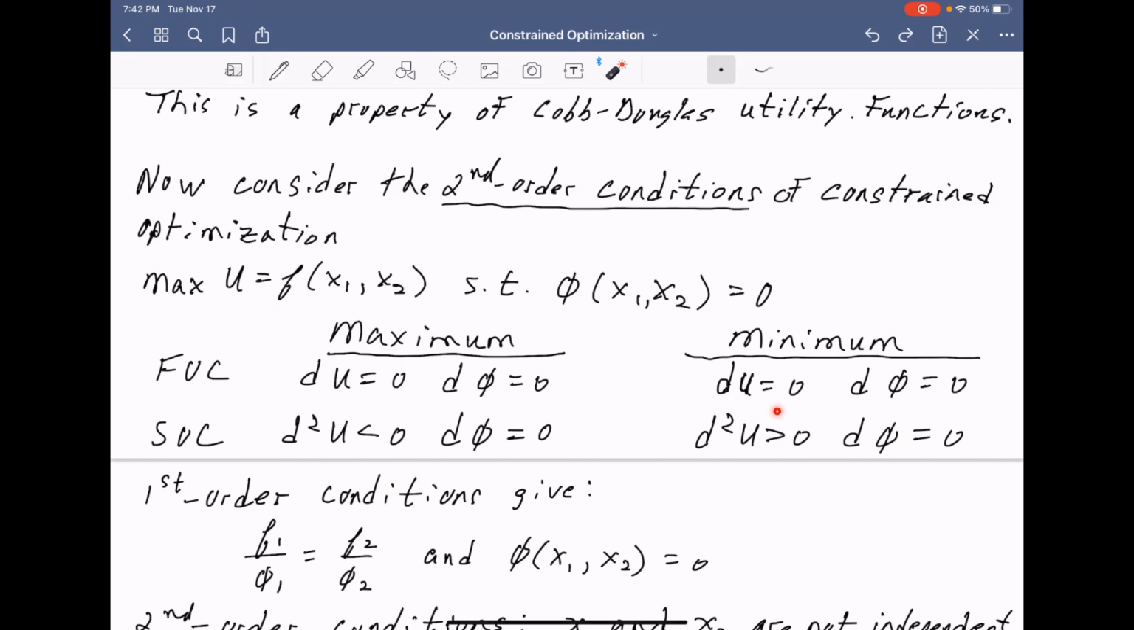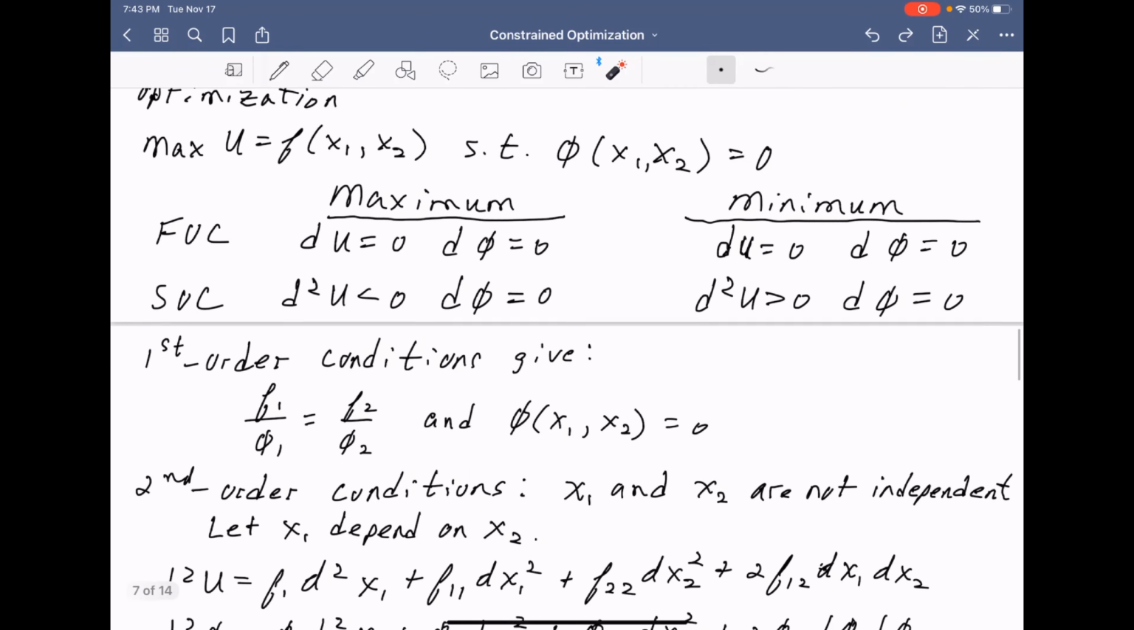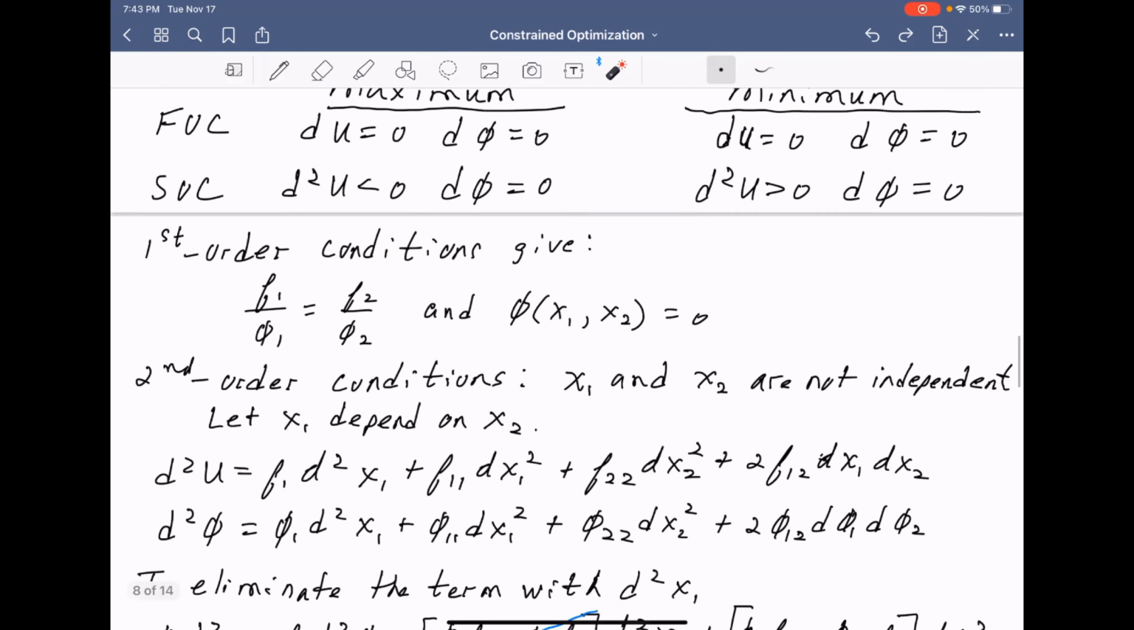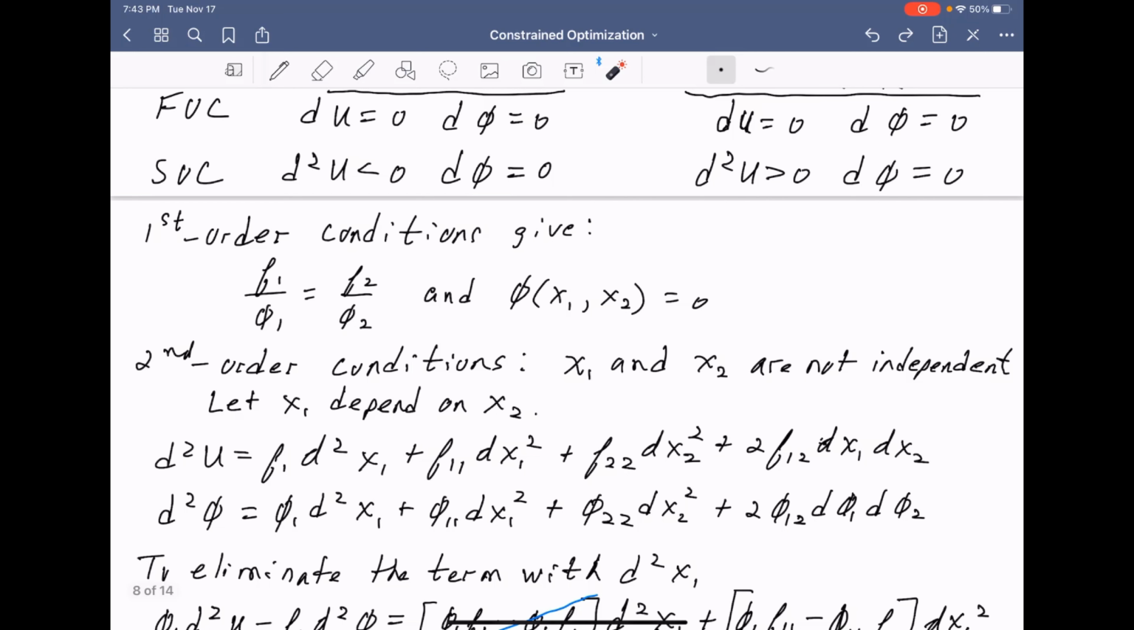And for a minimum, the second total derivative of the utility function, the objective function, has to be greater than 0, has to be positive, and again, d phi, the constraint, has to be 0, the total derivative. So first order conditions then give us this traditional answer here.